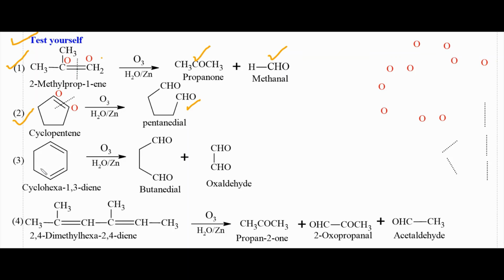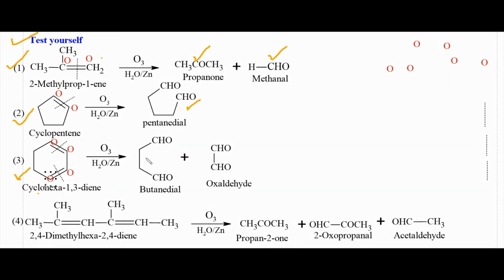Then we can consider another example, cyclohexa-1,3-diene. In this structure, you can see two carbon-carbon double bonds. So on ozonolysis, both these double bonds will be broken. It breaks, then this double bond also breaks. Then in the next step we add oxygens. One oxygen goes to this carbon atom, then another oxygen goes to this carbon atom. So the ring gets broken, gets opened, and then we get two products.